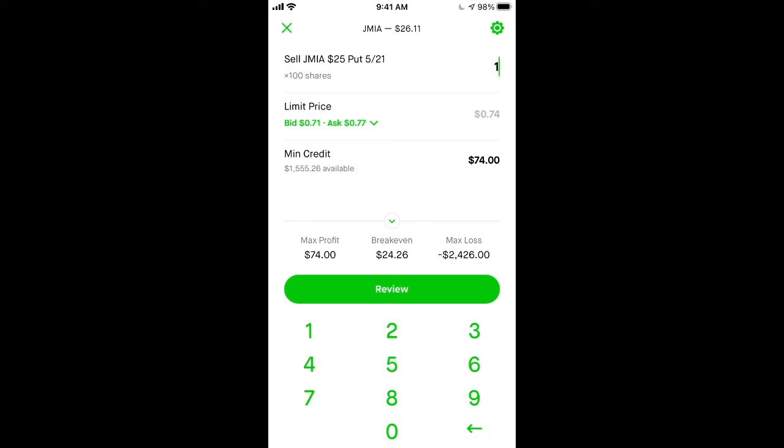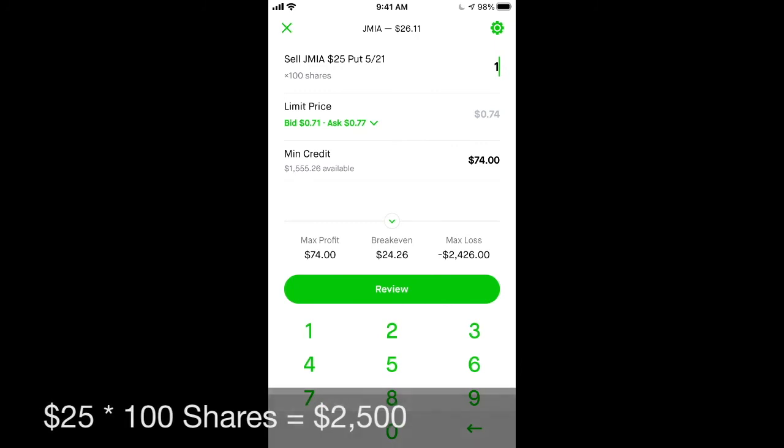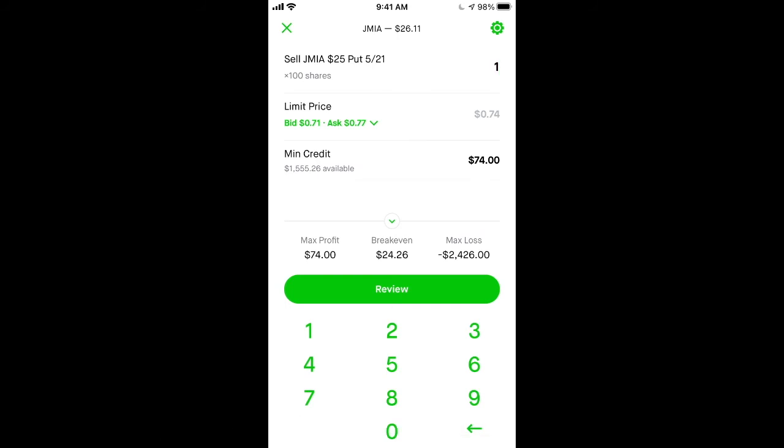$1,555 available. That is the amount of money that I have available in order for me to do this contract. So we're having 1,500. I cannot do the contract because the contract is going for 2,500, and I know that by looking at the price of the option is $25. So $25 times 100 is 2,500. So I don't have enough money to do this contract.